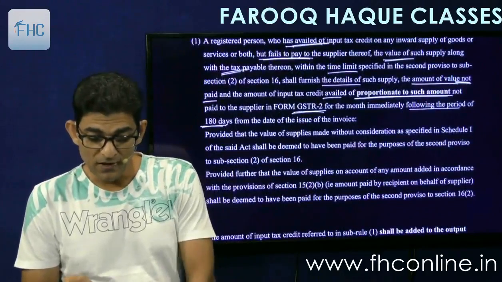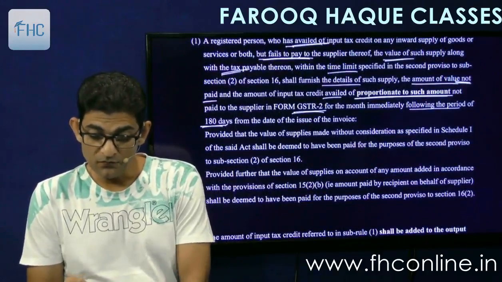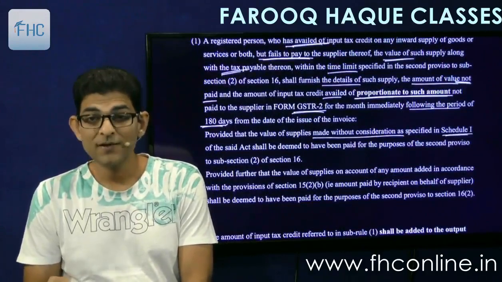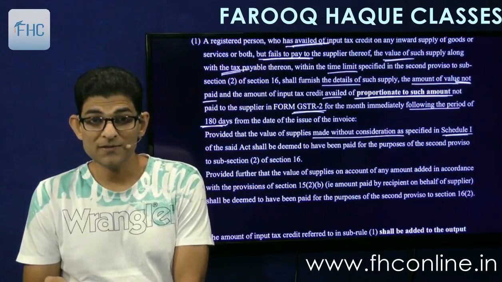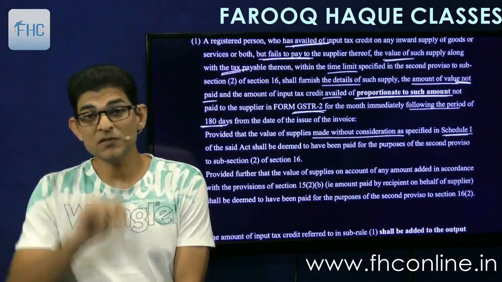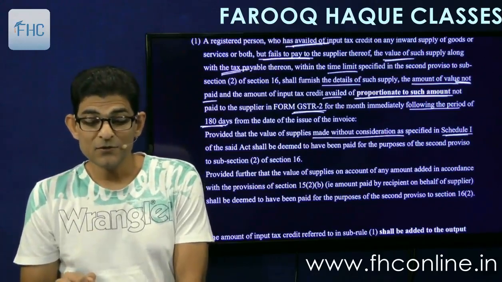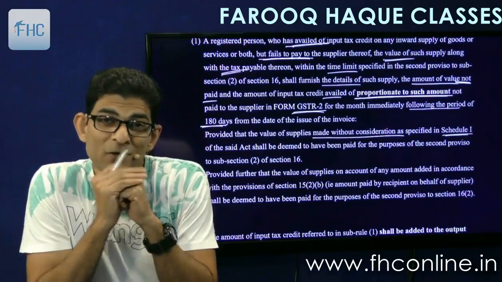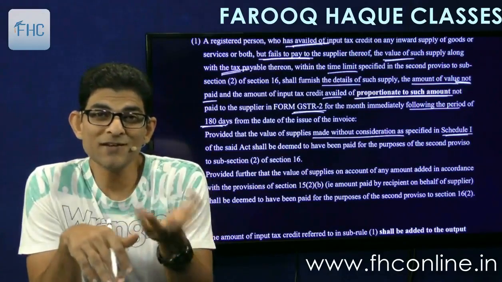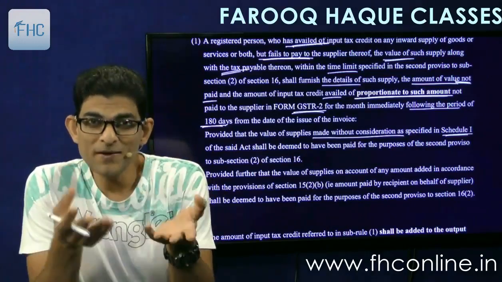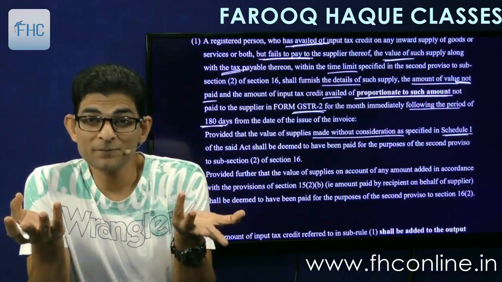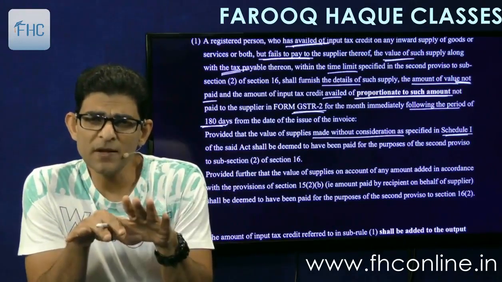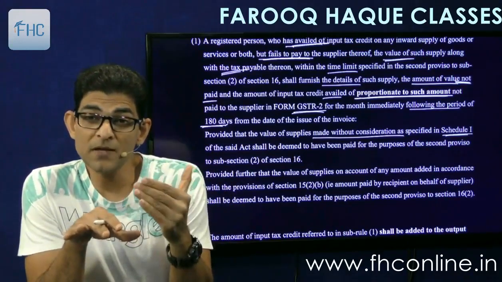Then, provided that the value of supply is made without consideration as specified in Schedule 1, that is what we call the deemed supplies, which are without consideration but still we consider them to be supply. So will this rule apply in those cases? Obviously not, because then you will have to reverse the credit every time because you are not going to pay, because it is free supply. So this condition that you have to pay within 180 days does not apply in case of deemed supplies of Schedule 1.